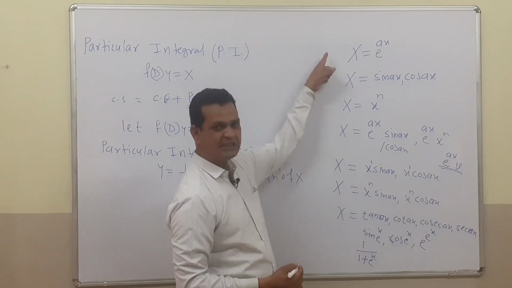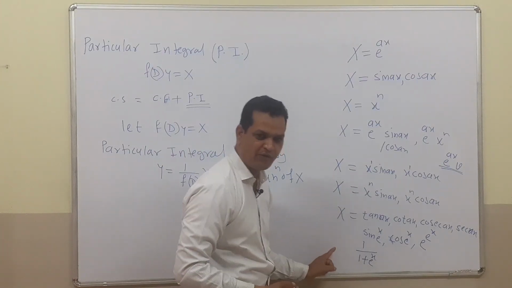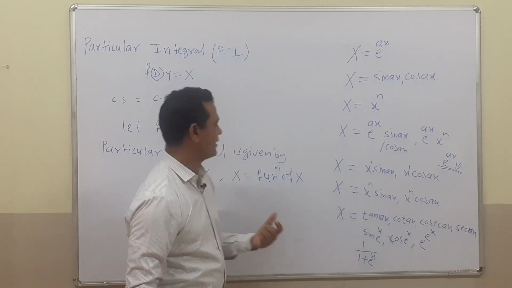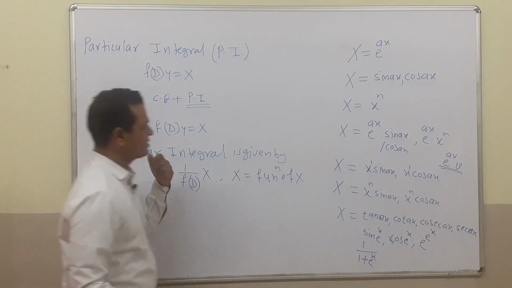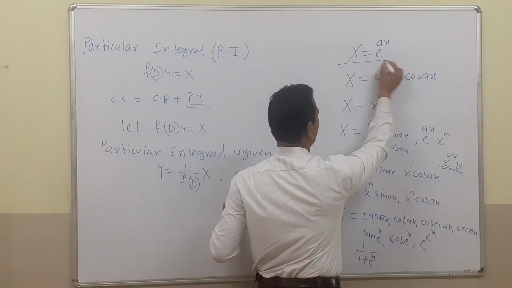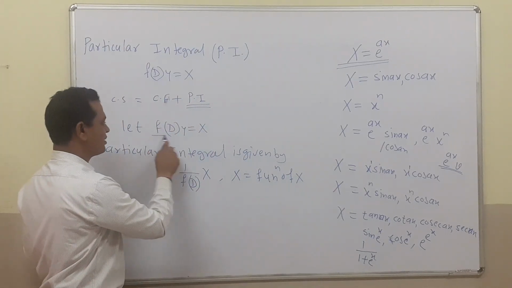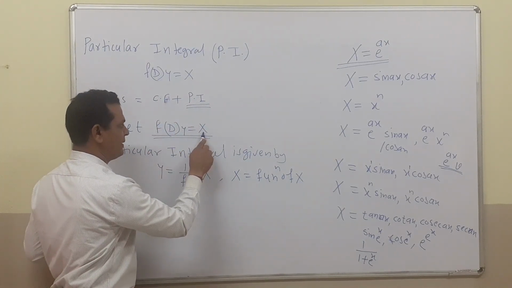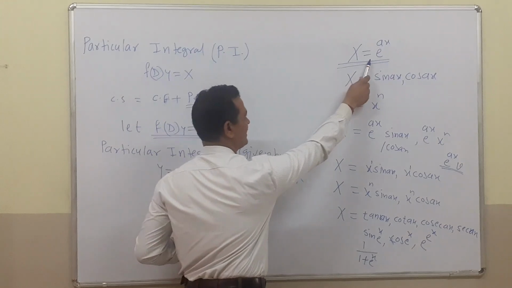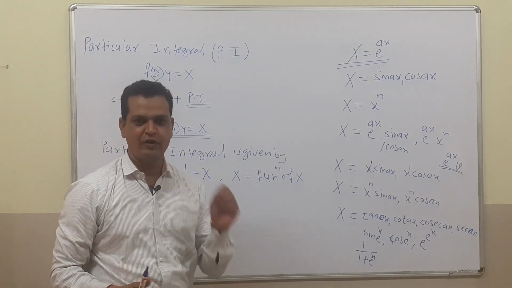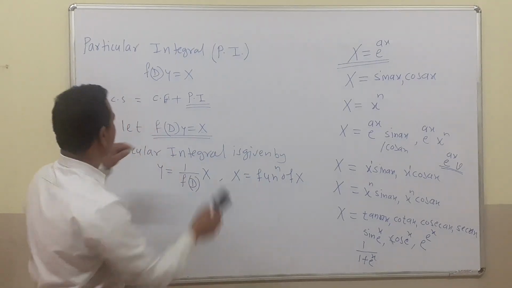So depending upon these 7 different types of value of X, we get 7 different methods for finding the value of particular integral. Let's discuss the first method for finding the value of particular integral, when the right hand side of this equation, capital X, is of the form e raised to ax. This is the first method for finding the particular integral. Now let's discuss this method first.